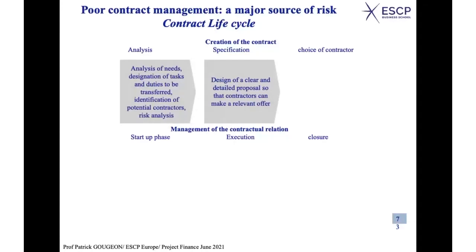Now you have to design a clear document where you explain clearly what you need. You need to write a detailed proposal so that contractors can make a relevant offer. You need to tell the outside people, well, this is what we need. Who is ready to answer our demand, our request? So who is writing this? Usually you need lawyers for that because you have to be very precise. You have to be very clear to avoid any ambiguity. That's why you need lawyers, and that's a problem.